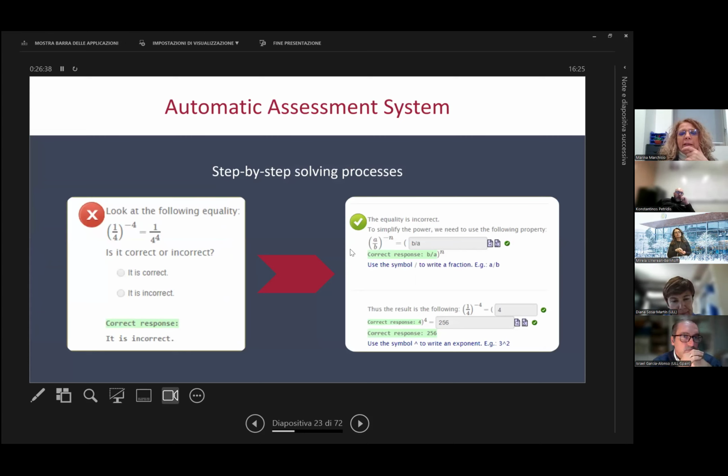But it means to have a tool that, when I prepare a question, if the students answer in a correct way, okay. But if the students make an error, it starts a step-by-step solving process that cuts the first question in sub-questions and allows the students to arrive at the right answer. And this is very important.